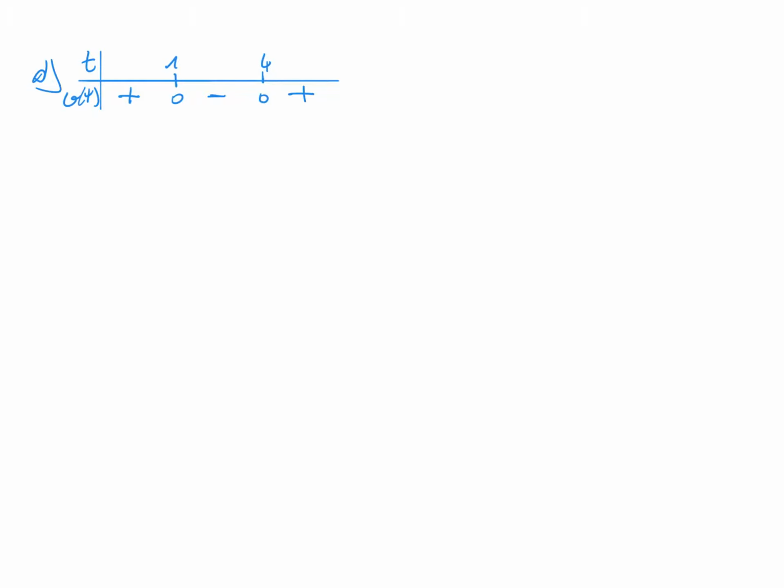So this means that the point is moving to the left between 1 and 4, so on the open interval 1 to 4, and it is moving to the right on all the other points except 1 and 4. So to the right is from minus infinity up to 1 and from 4 to plus infinity.